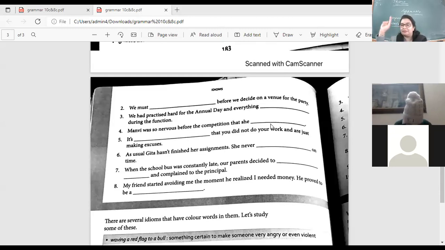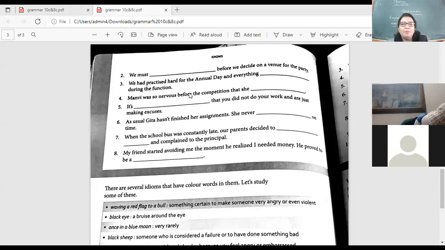Tick, tick, tick, tick, tick. What? Worked like clockwork. Very good. Yes, so everything worked like clockwork. Yeah. Manvi was so nervous before the competition that this you can tell without even looking at the idioms.